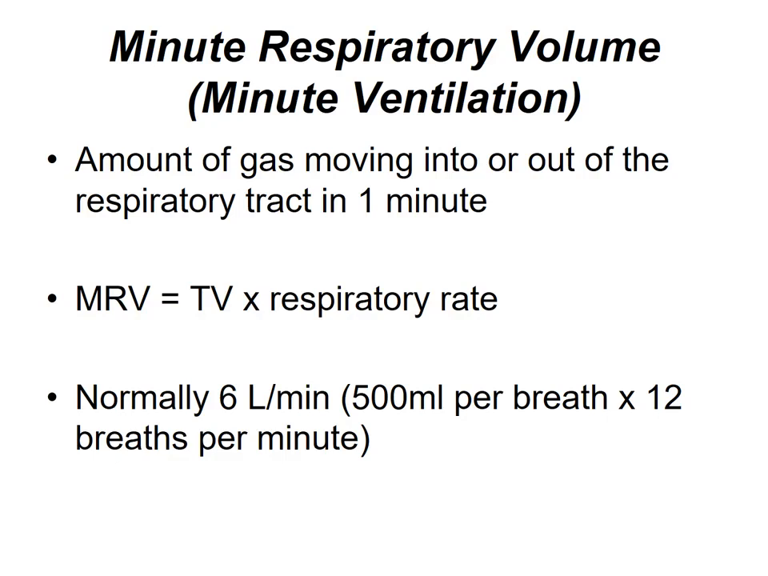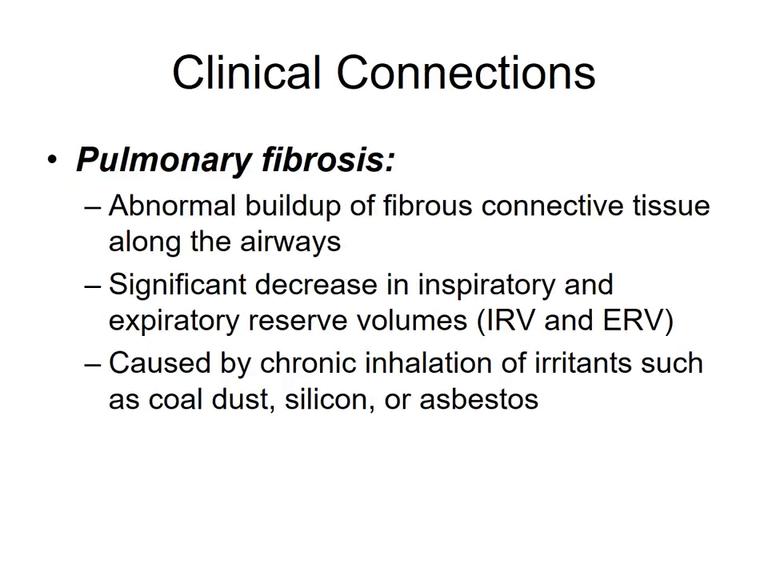You can determine the amount of gas that's moving in and out in 1 minute. Normally it's about 6 liters per minute. There are certain clinical conditions that are going to affect the physiology of the respiratory system, such as pulmonary fibrosis, where fibrous connective tissue builds up. That's going to decrease some of these volumes of how much air you can breathe in and out. What can cause this? Several different things. Maybe you've been exposed to irritants, such as asbestos.